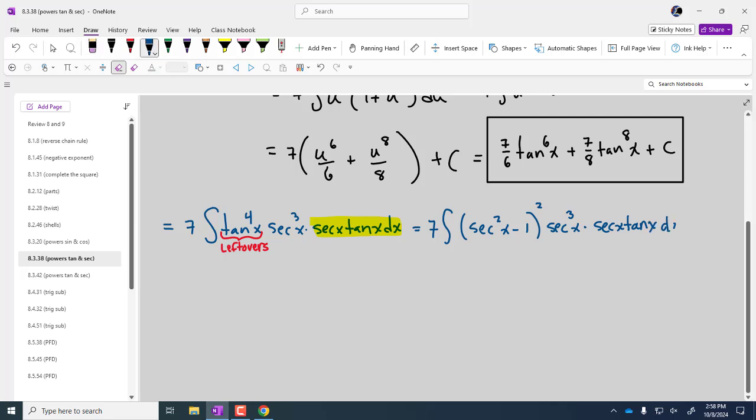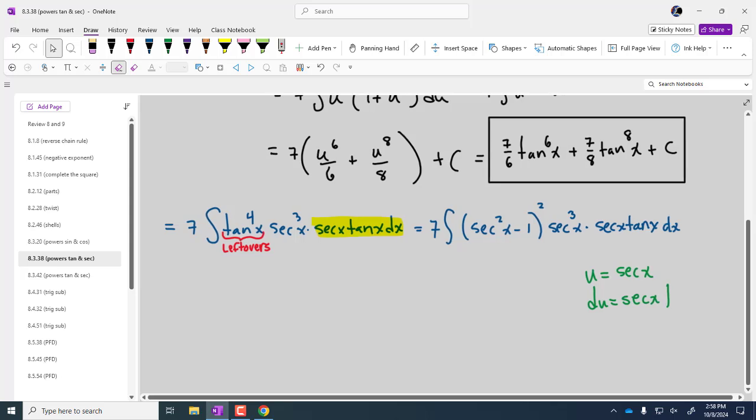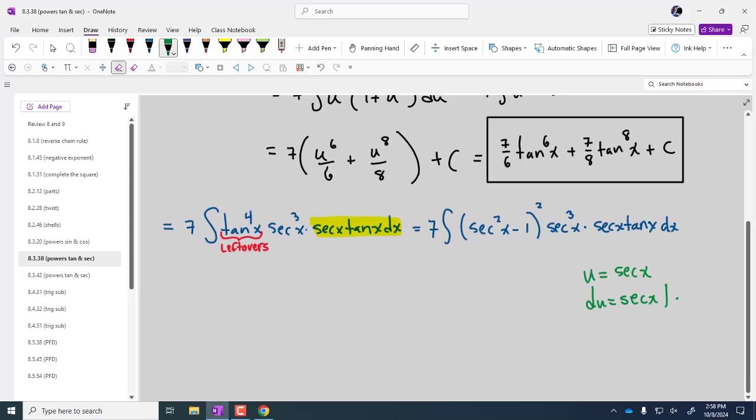So, any questions in doing it that way? We're going to end up with obviously a slightly different looking answer. So when we go this way, we're going to let u be secant. So that du is secant tangent times dx.